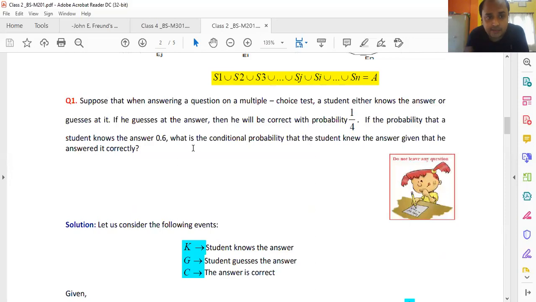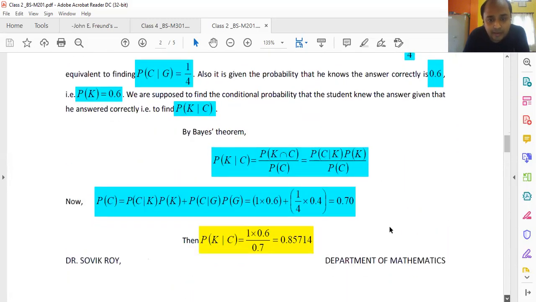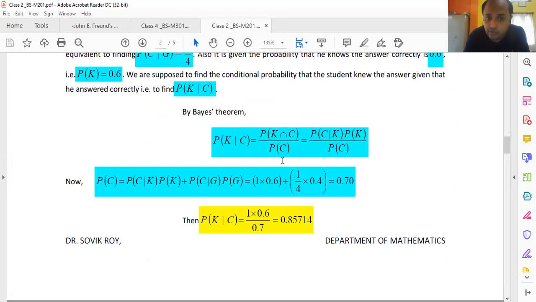Now, this question number 1. So, for example, I'm reading out. Suppose that when answering a question on a multiple choice test, the student either knows the answer or guesses at it. If he guesses at the answer, then he will be correct with probability 1/4. If the probability that a student knows the answer is 0.6, what is the conditional probability that the student knew the answer, given that he answered it correctly? So in this particular problem, we have applied the Bayes theorem.